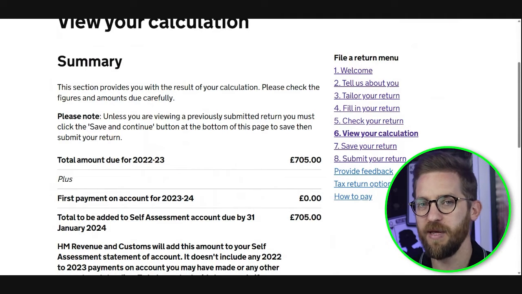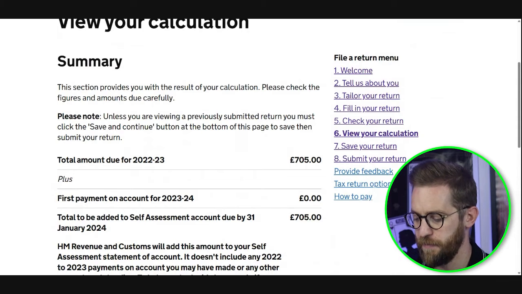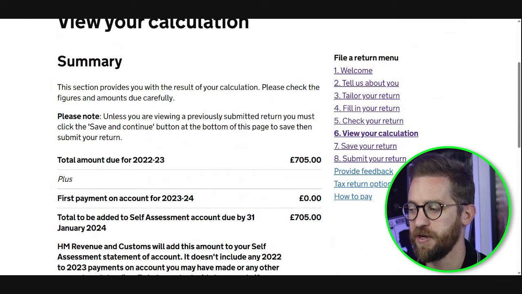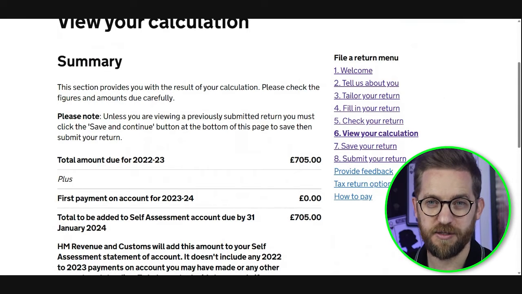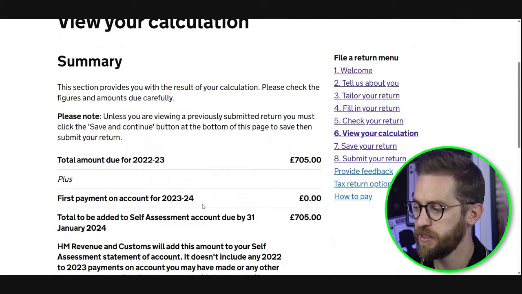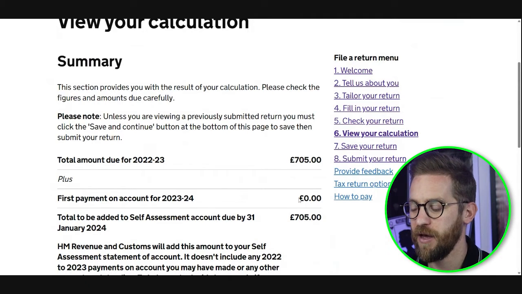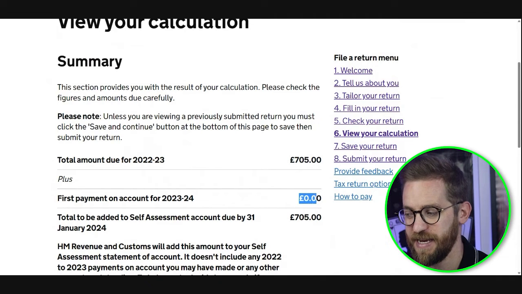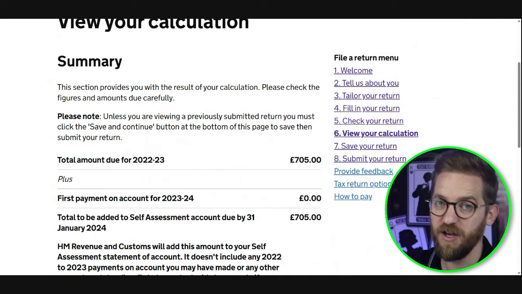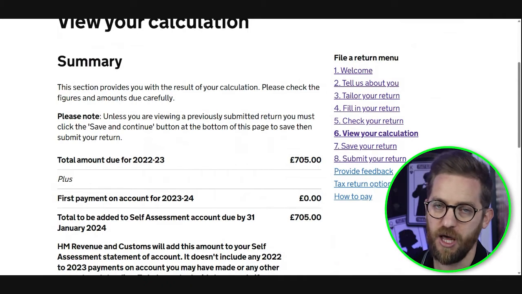Now, anyone who completes a tax return may already know that typically, if this figure here is more than £1,000, then HMRC will ask you to start paying up front for the next tax year. So in that case, as well as paying that liability up here, you'll normally pay 50% again down here, and then a further 50% in July.